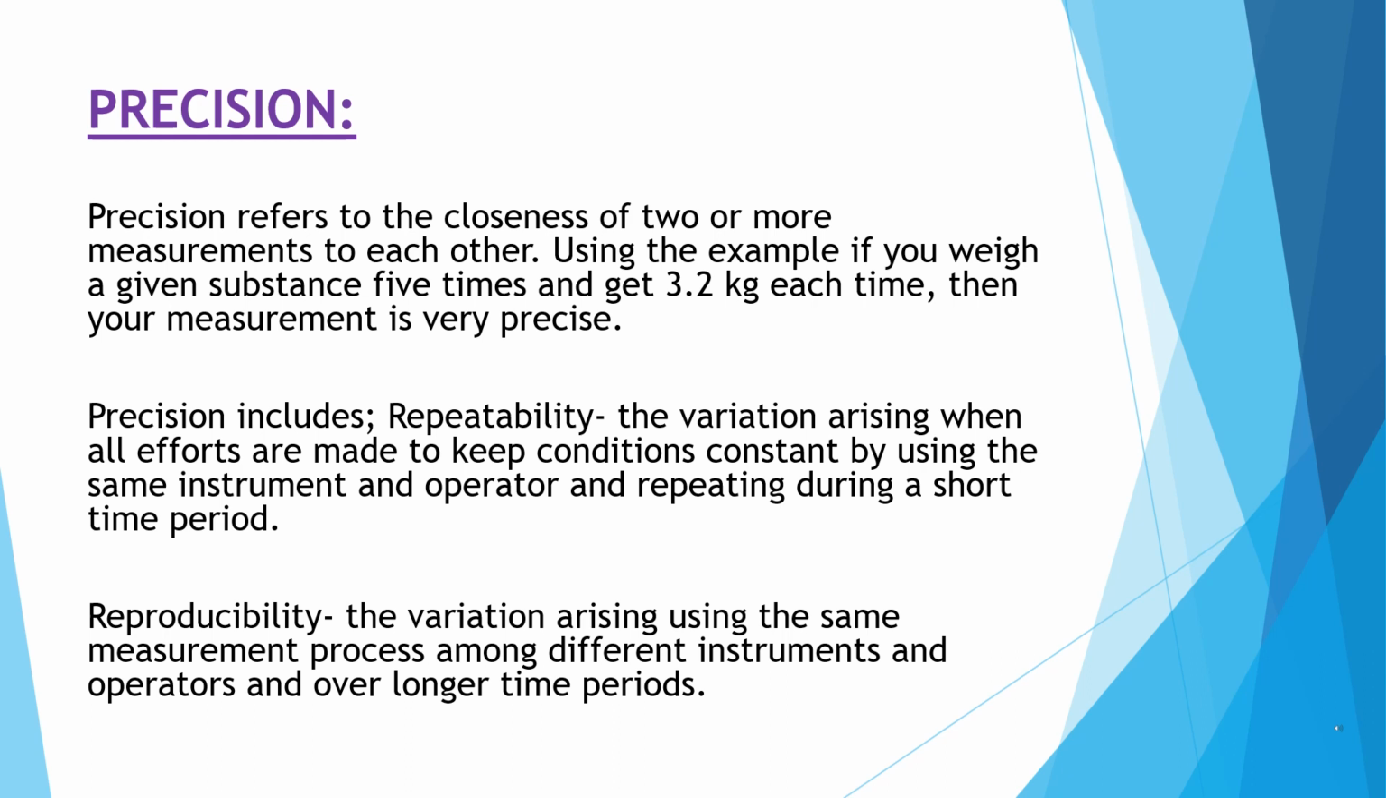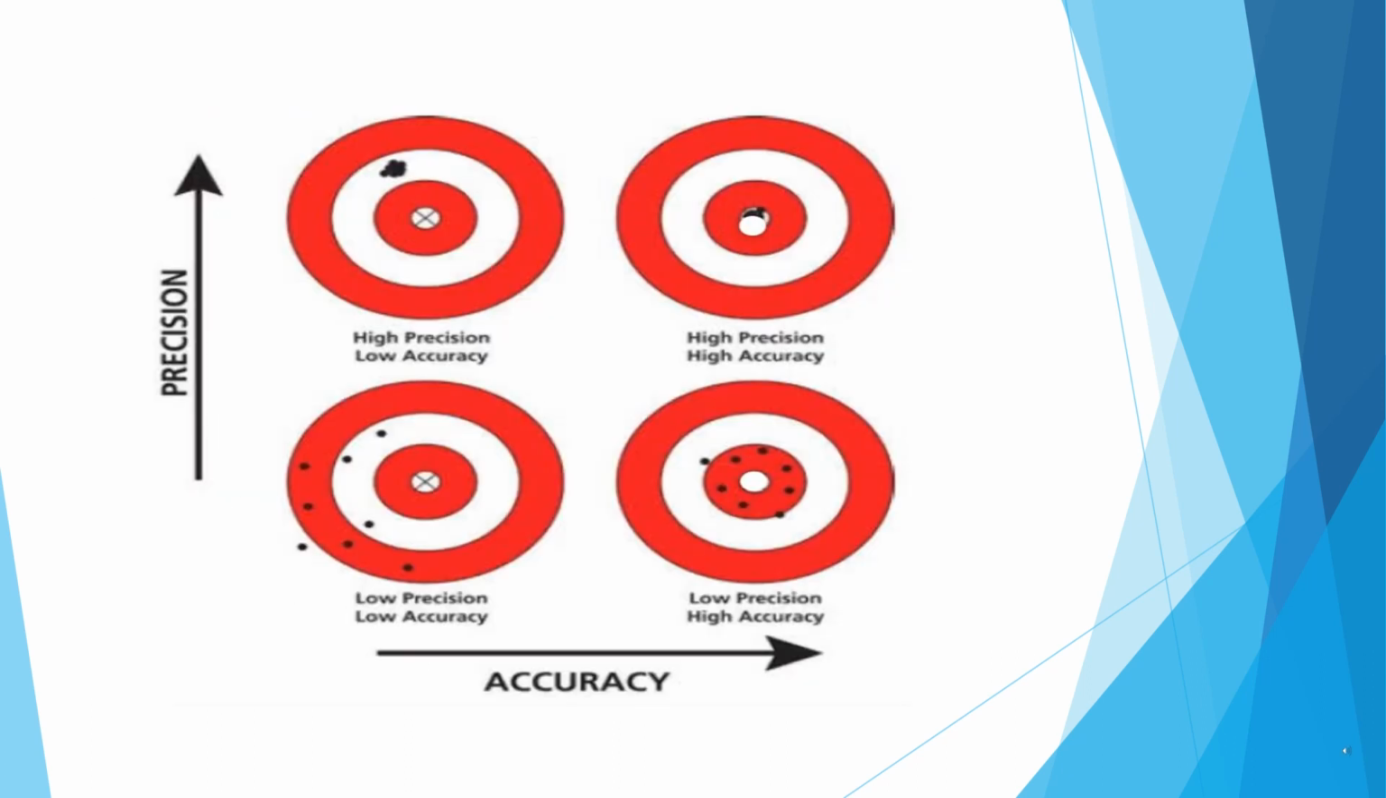Repeatability is the variation arising when all efforts are made to keep conditions constant by using the same instrument and operator, repeating during a short time period. Whereas reproducibility is the variation arising using the same measurement process among different instruments and operators over longer time periods. These figures represent the increasing and decreasing order of precision and accuracy.